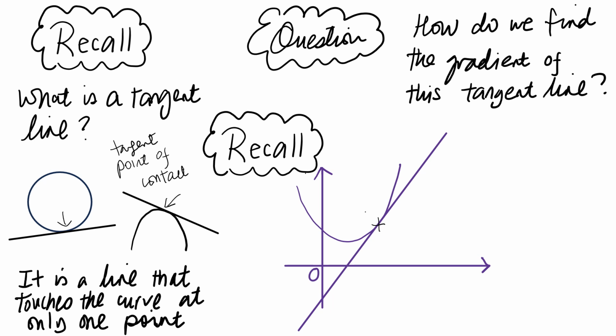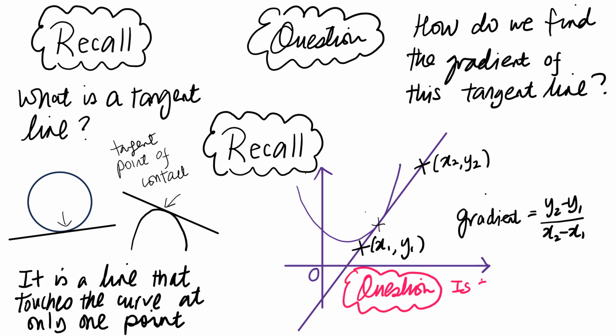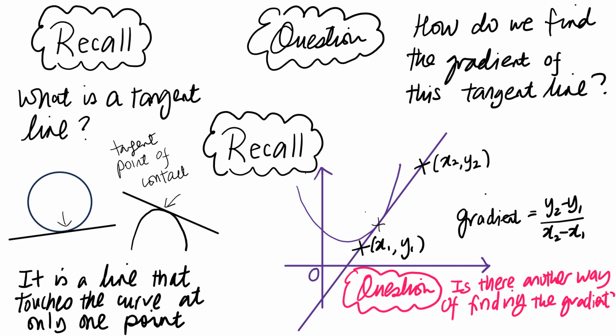And then what's the next step you do? You identify 2 points on the straight line, and to find the gradient of that tangent line, you just apply the formula, which is y2 minus y1 over x2 minus x1. Now the question to ponder is, is there another method of finding the gradient instead of having to keep drawing a straight line?